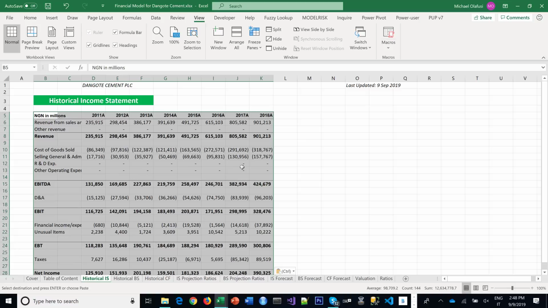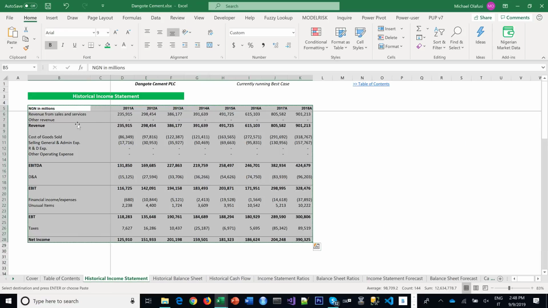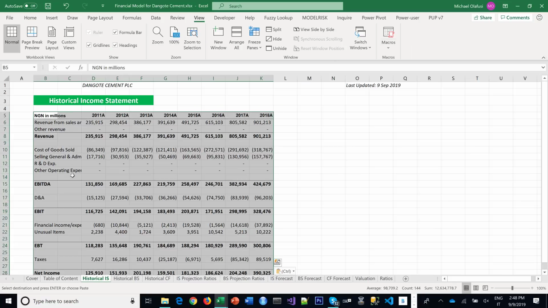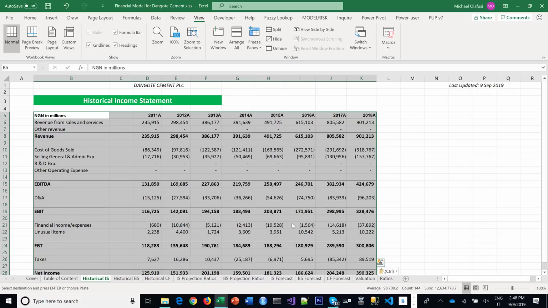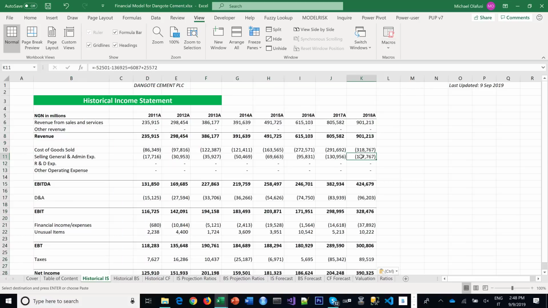After pasting, to make the column width be the way it already is, you notice these places are not well aligned. I just go on this control here and I pick keep source column width, so that it auto adjusts to how it was where I'm copying from. Okay, so now I've brought in the historical income statement, so I save that.